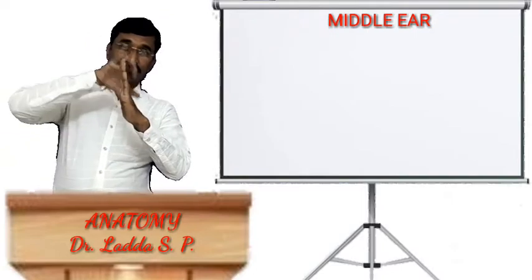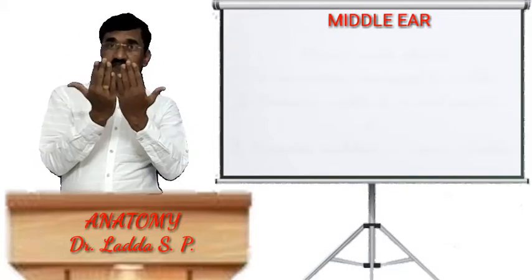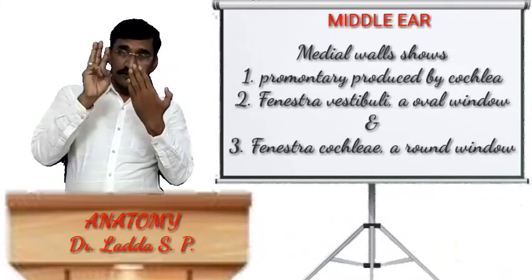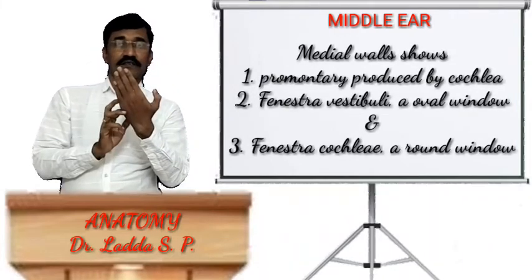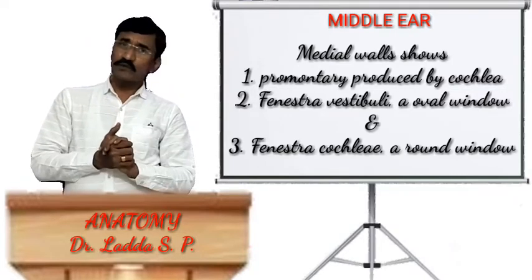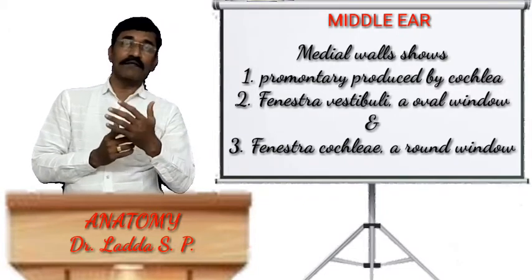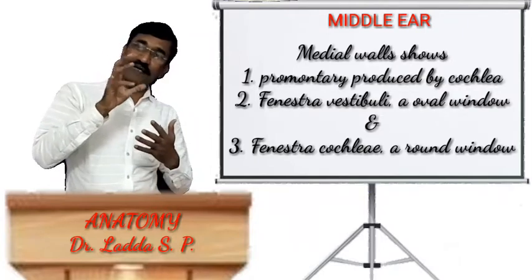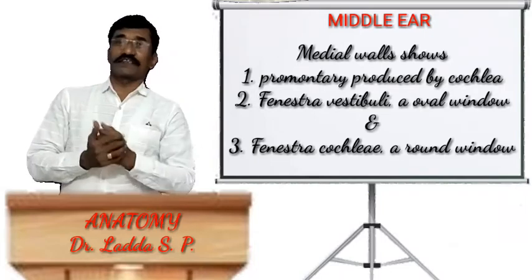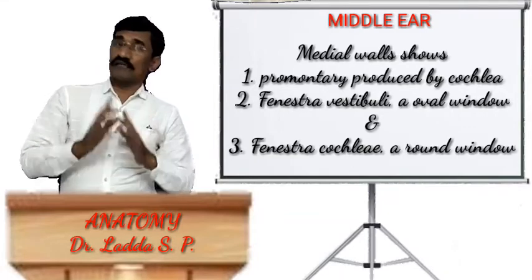So this medial wall of the middle ear shows three things. One is the promontory. To remember, you can keep in mind the word promotion. And there are two fenestrae.